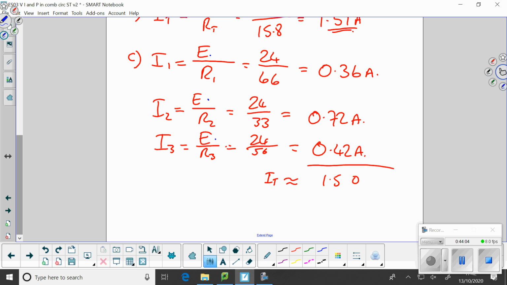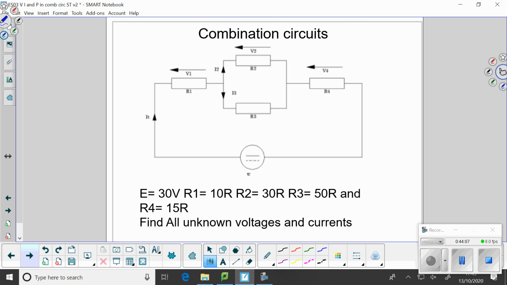All right, with that, everyone. Okay. What we're going to do now is have a look at pulling those two situations together. So here we've got one source, E, 30 volts, R1, 10 ohms, R2, 30 ohms, R3, 50 ohms, and R4, 50.